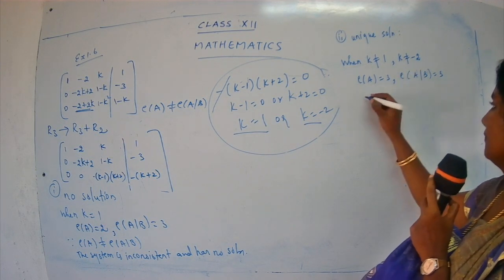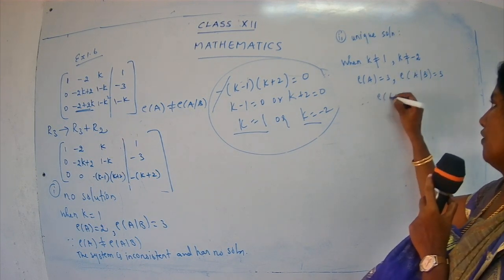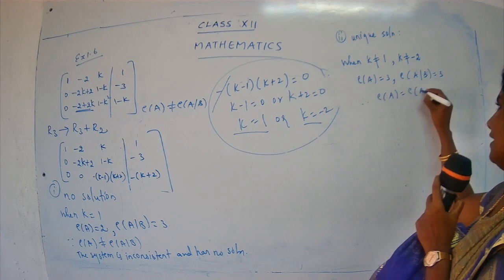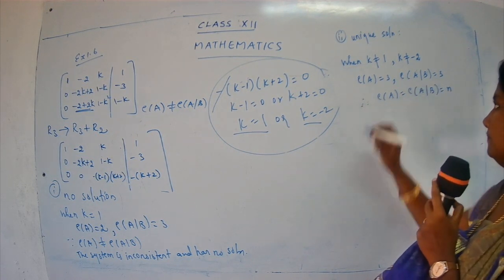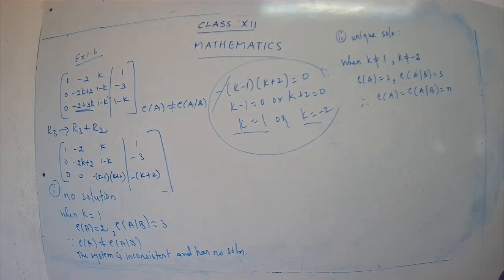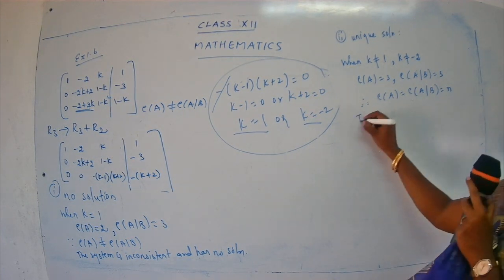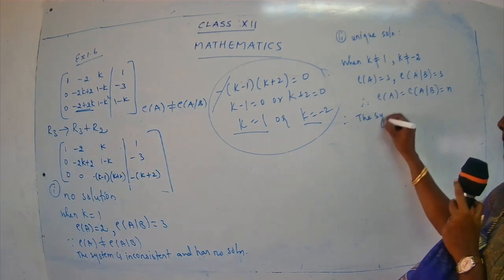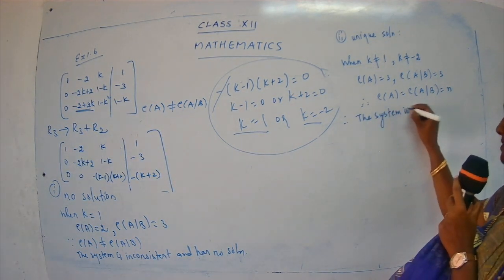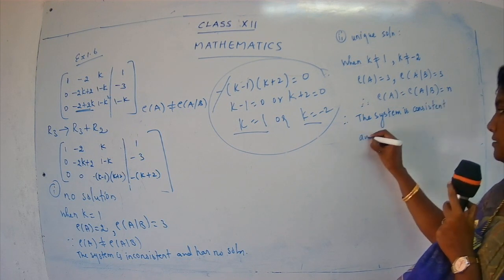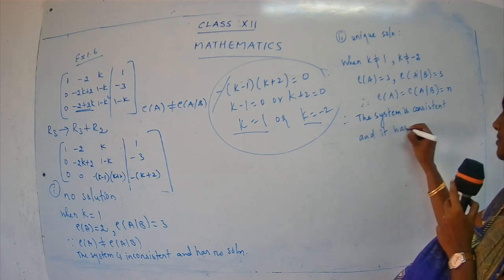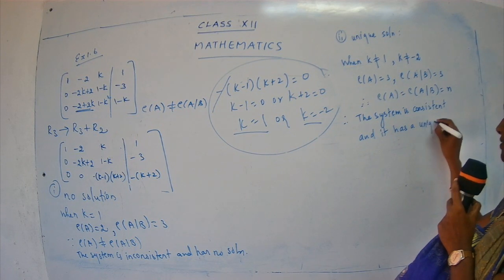so I say therefore rank of A is equal to rank of AB is equal to n. Okay, so the system is consistent and it has a unique solution.